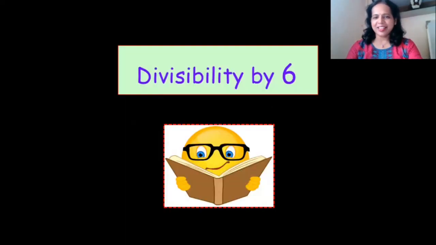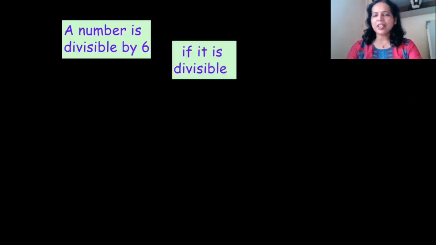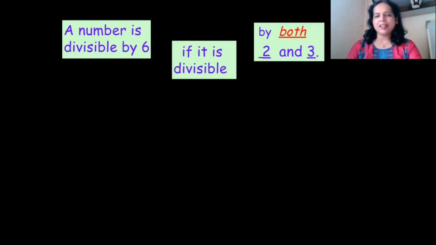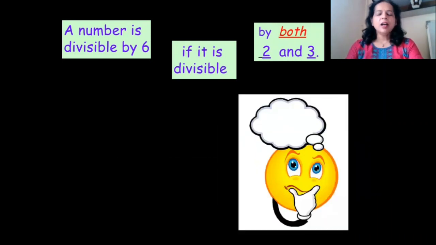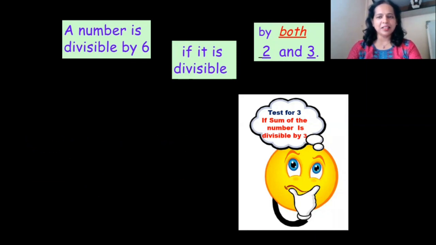Divisibility by 6. What does it say? A number is divisible by 6 if it is divisible by both 2 and 3. Do you remember what the divisibility rule of 2 is? The divisibility rule for 2 says if the unit digit is 0, 2, 4, 6 or 8, then the number is divisible by 2. What does the divisibility rule for 3 say? When the sum of the digits is divisible by 3, then the number is divisible by 3. Right?